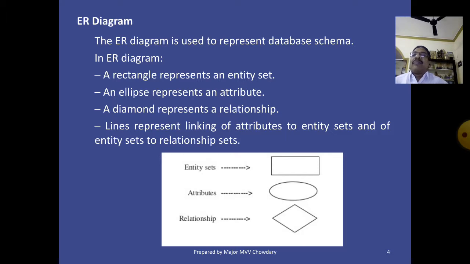Lines represent linking of attributes to entity sets and of entity sets to relationship sets. So, lines may be used to link the attribute to entity, and entity to relationship sets.